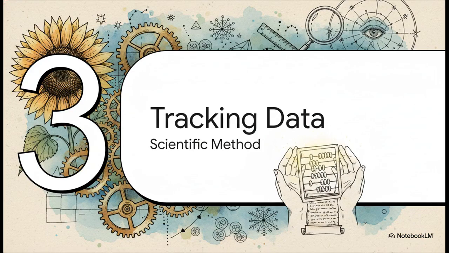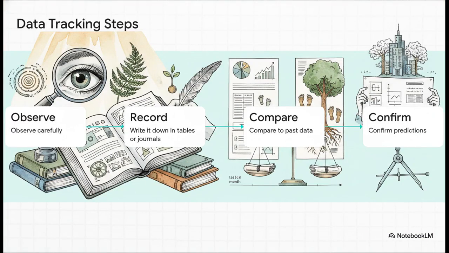And that brings us to Section 3, Tracking and Recording Data, the Scientific Method in Action. So, how does a good detective actually capture and use these clues out in the real world? Well, it all comes down to 4 clear steps. Step 1, observe carefully. You really have to open your eyes to the world around you. Step 2, record your data. You've got to write it down in tables, graphs, or scientific journals. Step 3 is compare data.